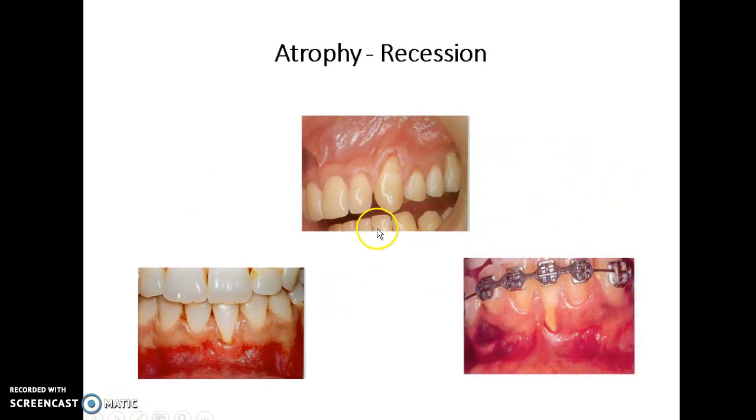Here are a couple of pictures of some atrophy or recession. We have a localized area here on the cuspid and also here on the first molar, but not a lot of recession is happening elsewhere. This person is in ortho, and as the tooth is moved facially, the bone is lost because the tooth is moved towards the facial plate. Here's another little look at recession on this patient.